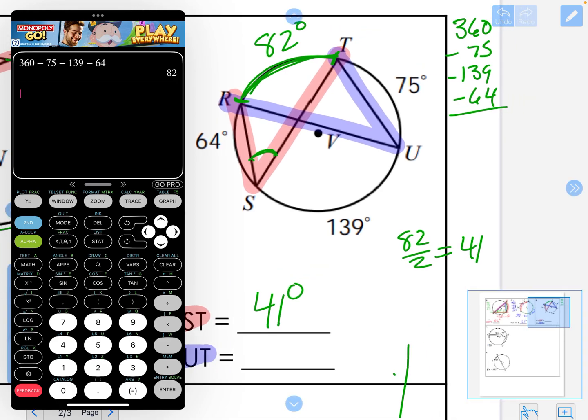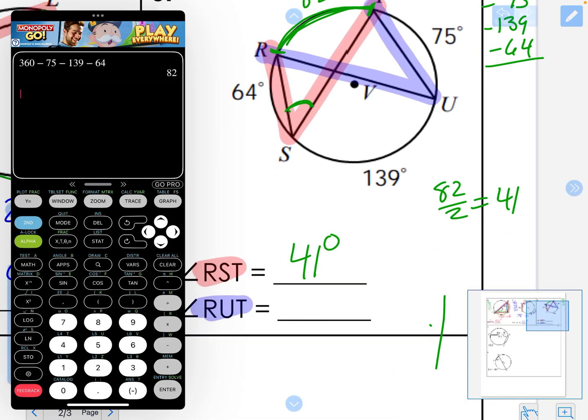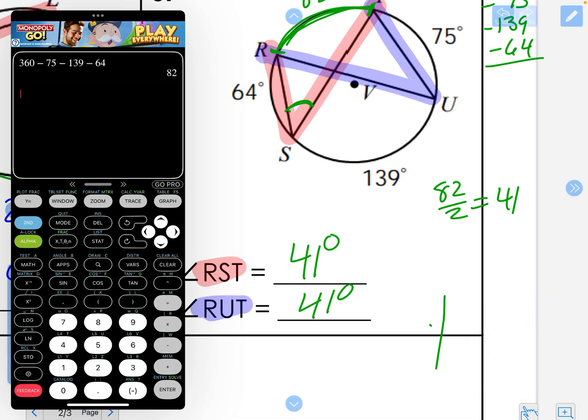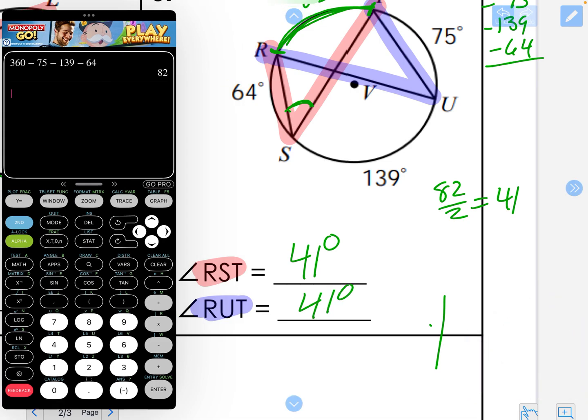And because both of these angles match up with the same arc, we know that they are congruent, which means they are the same.